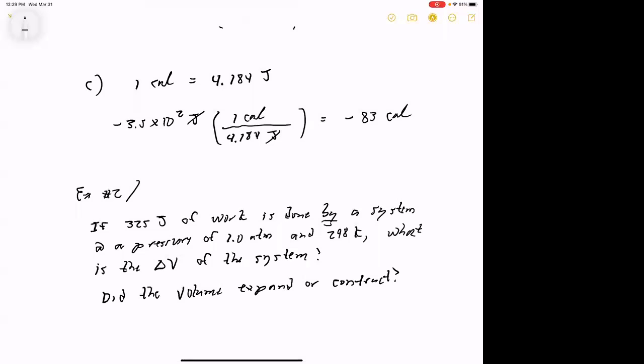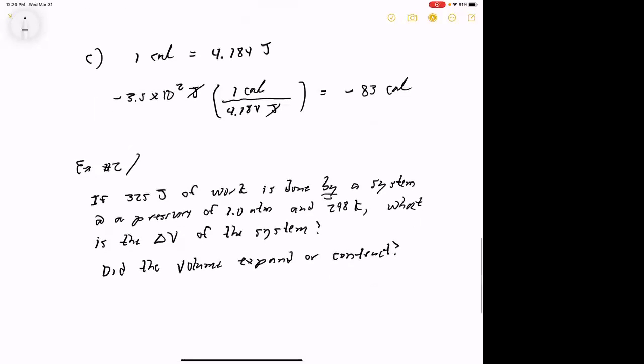Okay, so would this be an expansion or a contraction? Expansion? Yeah, exactly. It's just like our last problem that we did. Because if the work is being done by the system on the surroundings, that has to be an expansion of a gas against its surroundings. So we would predict here that this is an expansion. And we can show that, all right?